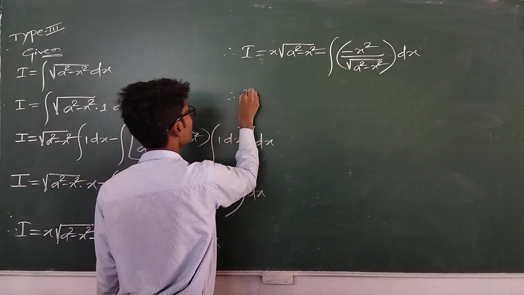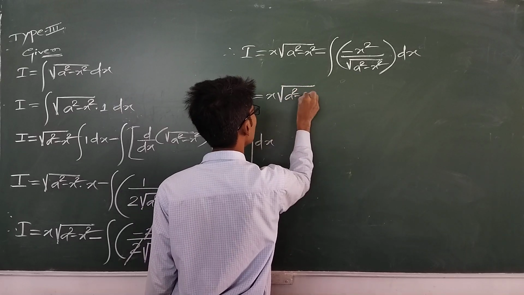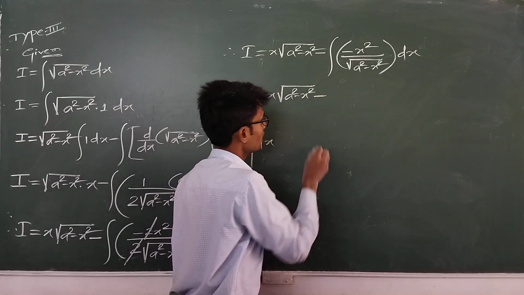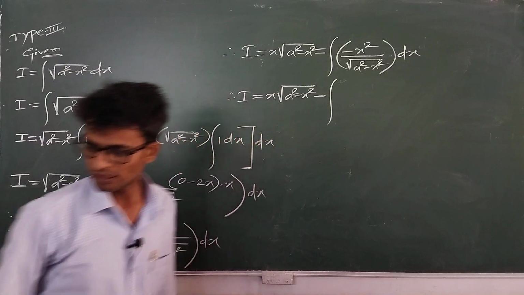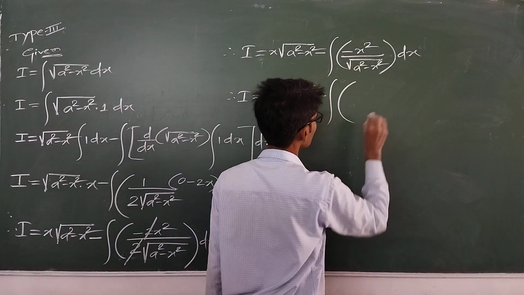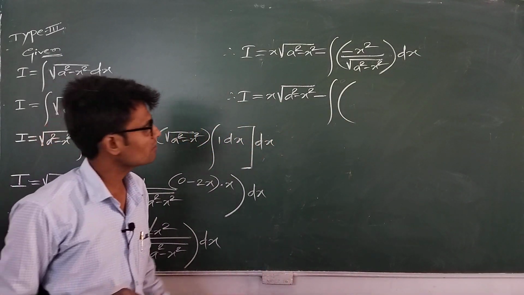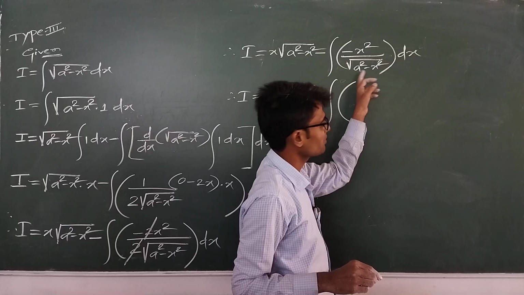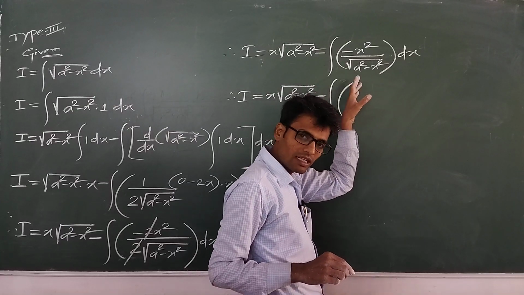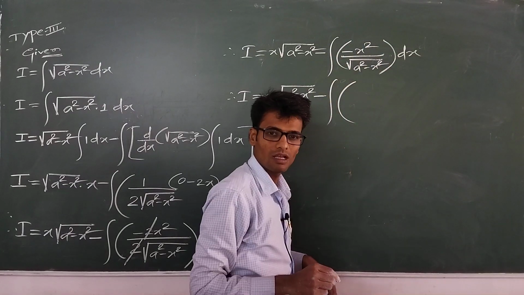So therefore I is equal to x into square root of a square minus x square minus integral sign. Now see, this is minus x square. In the numerator we have minus x square, and in the denominator we have square root of a square minus x square. To integrate this, you first write it in standard form.